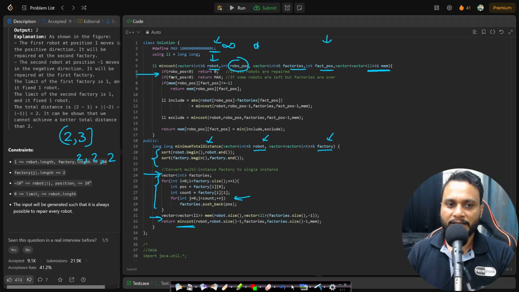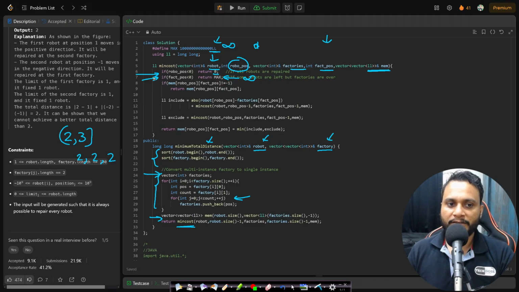The first thing I check is if the robot position is less than 0, because if it is less than 0, I don't care whether factory position is less than 0 or not. This means that I have assigned all the robots, and that is fine. So there is no further assignment, and I will return 0. But if the robot position is greater than or equal to 0, that means we still have some robots to be assigned, but we have run out of factories. That means factory position is less than 0. Then we will return infinity. That means the robots can no longer be assigned, that all the robots cannot be repaired.